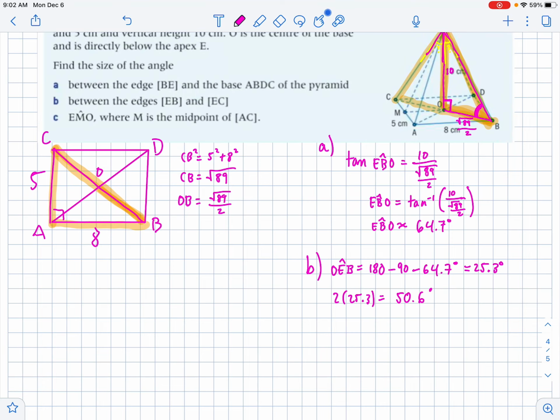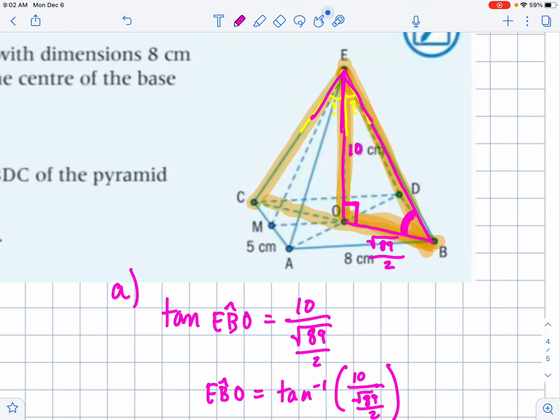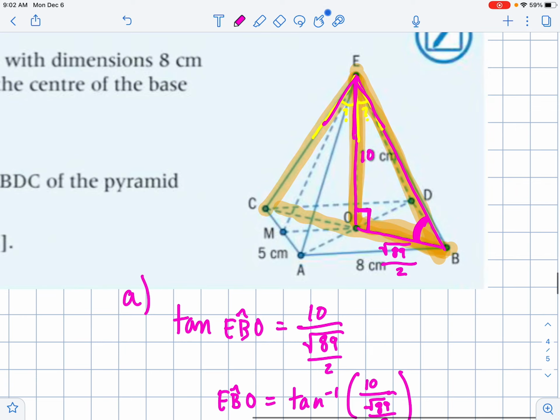Part C, EMO, where M is the midpoint of AC. We're finding EMO. Use a different color. So that's E to M to O. Well, it's a right triangle, so if I know two sides, I can use SOH CAH TOA. I already know that this side is 10. So let's just figure out maybe what MO is. I think that's a good way to go.